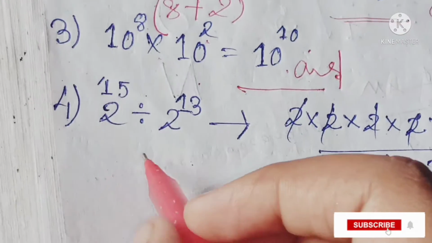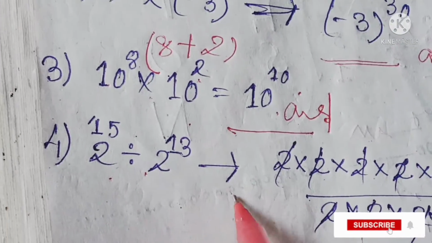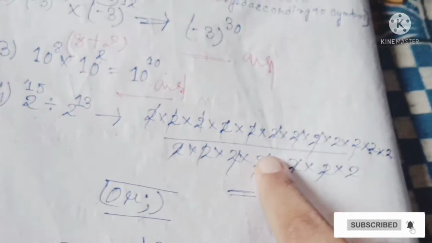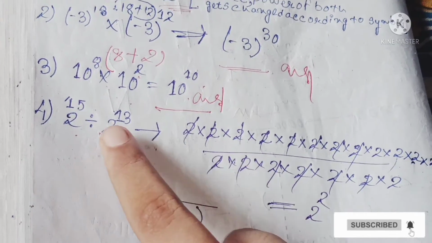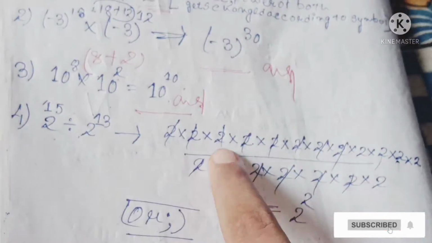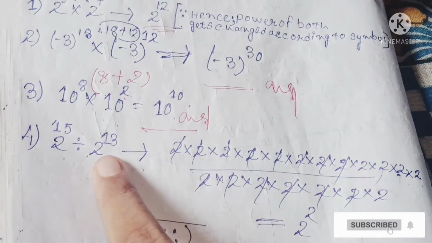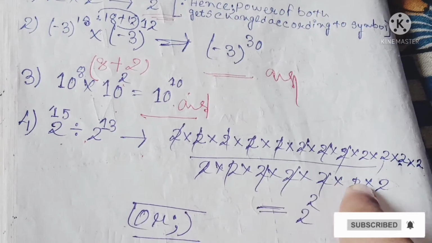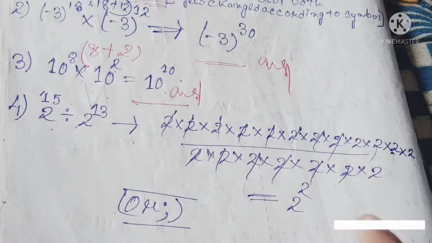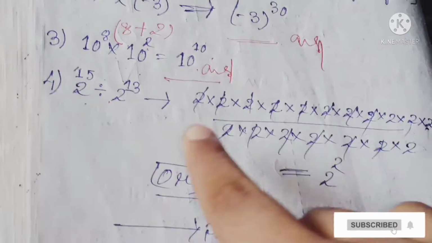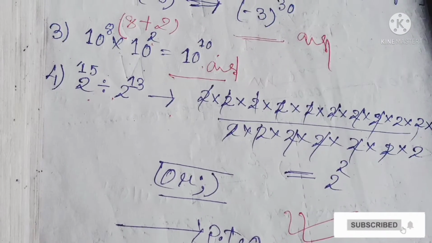And in number 4, it's written 2 to the power 15 divided by 2 to the power 13. I will do it in a shortcut method. But if you do this sum in this way, here it's written 2 to the power 15, and the procedure is that you multiply 2 fifteen times and divide it by 2 to the power 13, meaning 2 multiplied 13 times. Then you cross it out, and the answer will be 2 squared. But I will do this sum in a very easy way. This way is not wrong, it is also the right procedure, but I will do the same procedure in a simpler method.